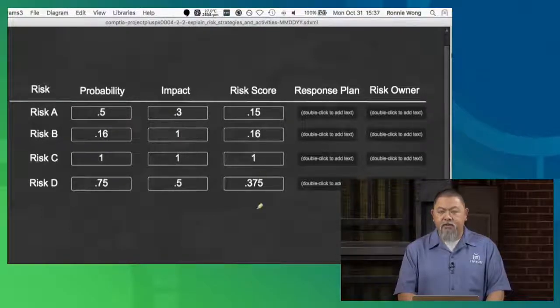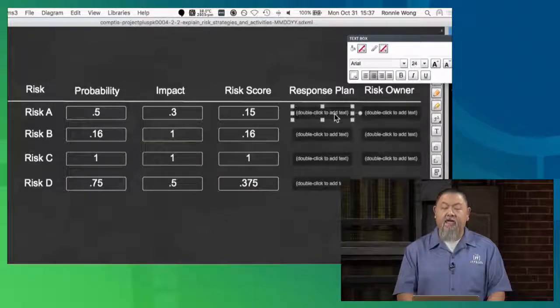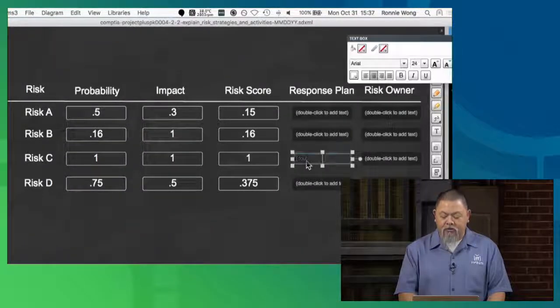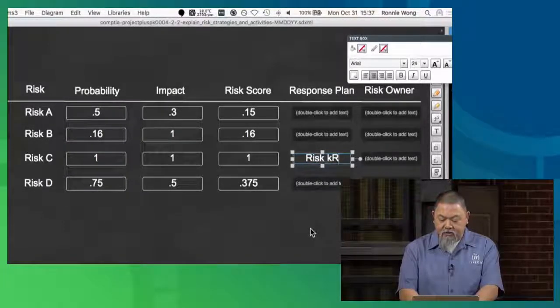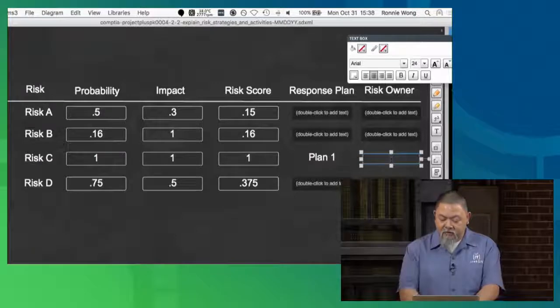You not only have the risk score, but you also have the plan and who's actually going to own that particular risk to help us out. So you might find out that you already have some risk plans for those that you have to do, and you simply enter that in as far as the name here. So you might say response plan 1. So you might have something like that, and then you actually assign who the owner is going to be.